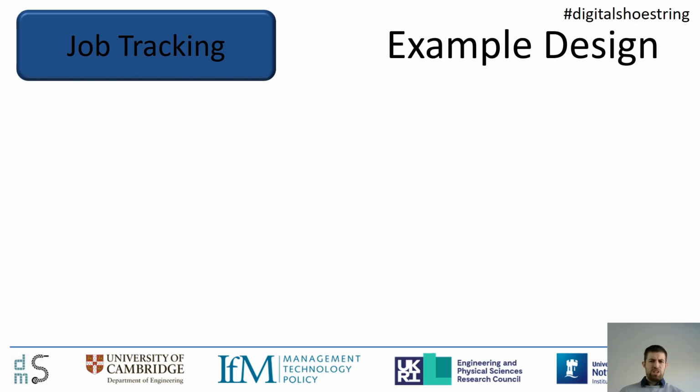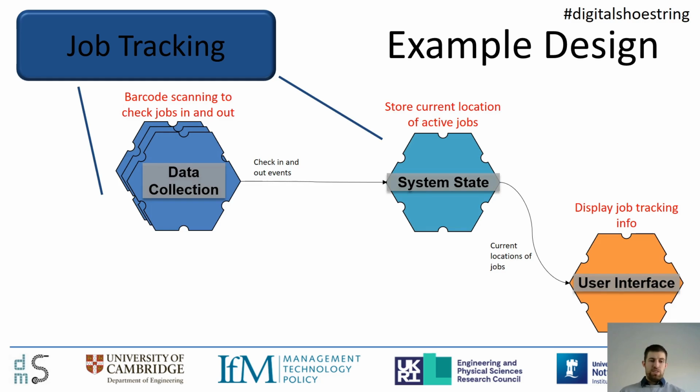So in this next slide, I'm just going to give you an example of what one of these solutions might look like. For example, if companies identify that they need job tracking. So obviously they have the option of going for something ready-made, but if they wanted to go the step down, just building it out of service modules, this could potentially look like a set of data collection service modules that are scanning barcodes and job cards, a system state service module that's collating all of these different events and working out the current locations of each job, and then a user interface service module that's essentially presenting this to, for example, an operations manager.